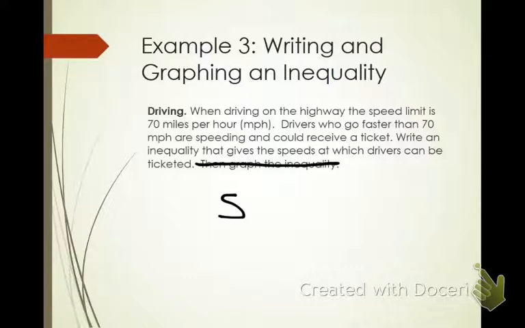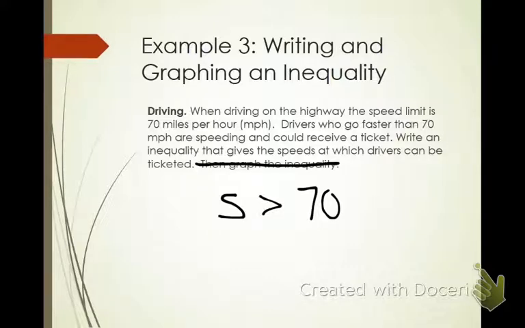And now I need my cutoff number. What's my cutoff number that it gives me? 70. So we have to look at what they're asking us. They want us to write an inequality that gives the speeds at which drivers can be ticketed. So do they need to be going less than 70 miles an hour or more than 70 miles an hour? Less. To get a ticket. Oh, more. In order to get a ticket, they need to be going more than 70 miles an hour.